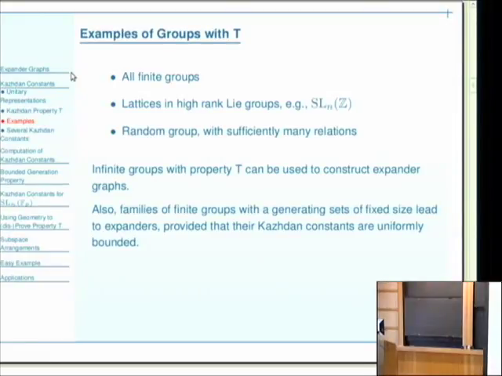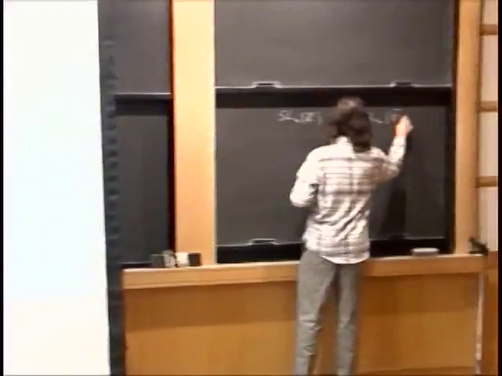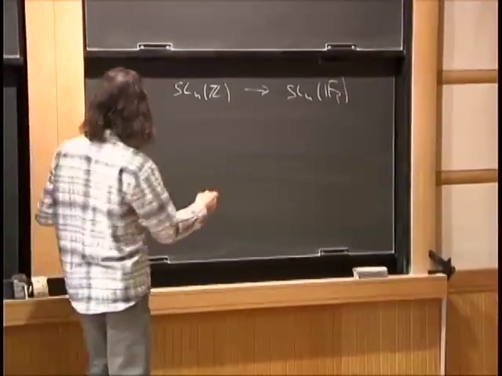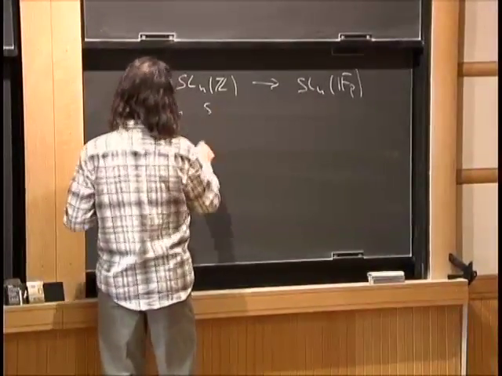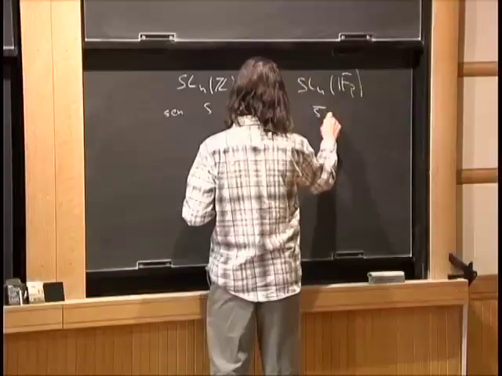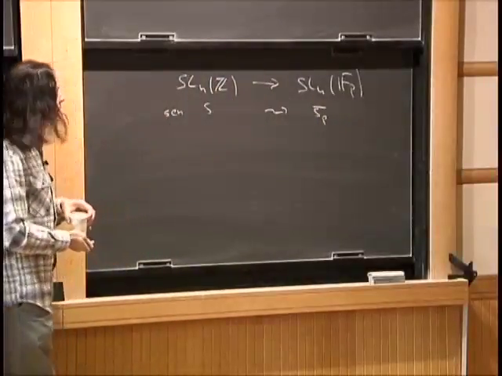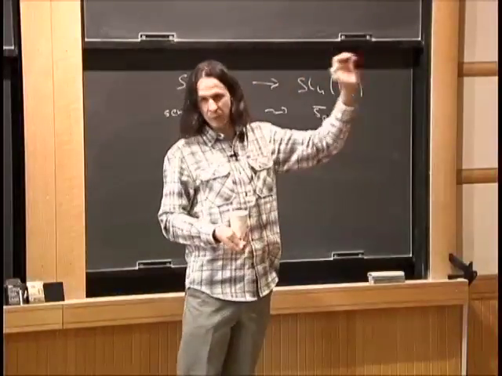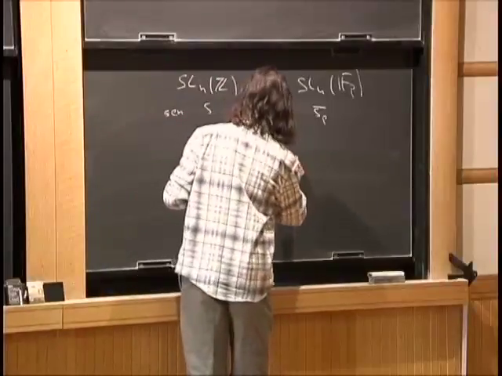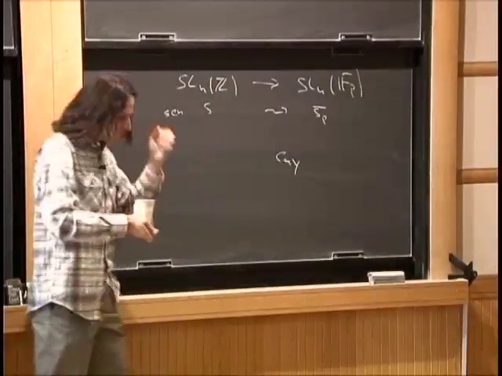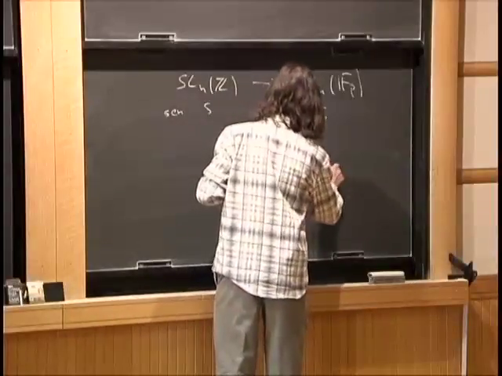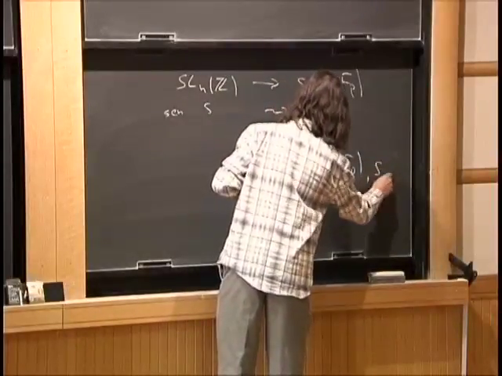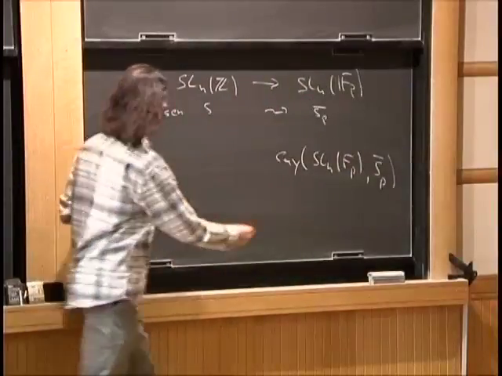No, left. Okay. So a typical example is you take SL and Z. You project it to SL and FP. Now you take a generating set S, and you project it to, say, a new generating set S bar. So you can think of all elementary matrices with plus or minus one on the diagonal. When you project them, they more or less stay the same. And now you take the Cayley graph of SL and FP with respect to this generating set, and these guys are expanders.